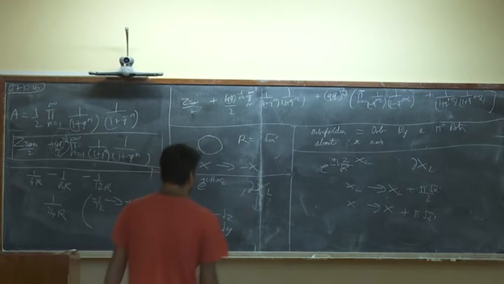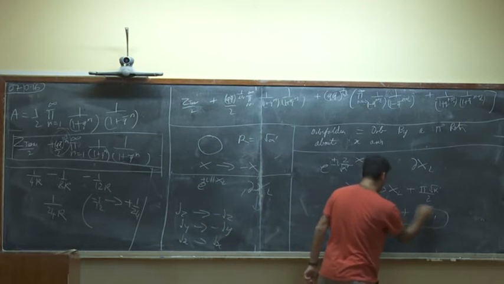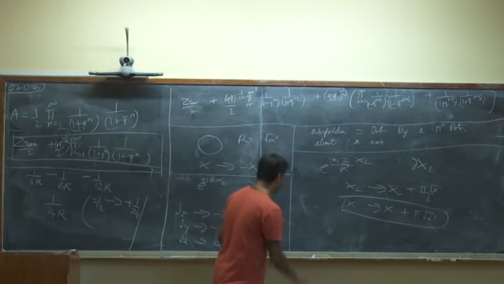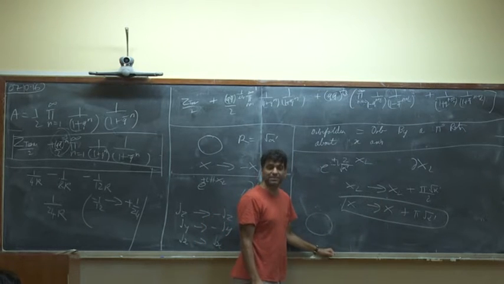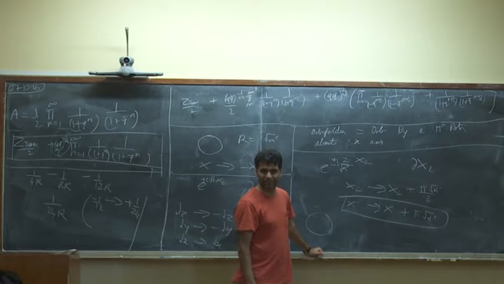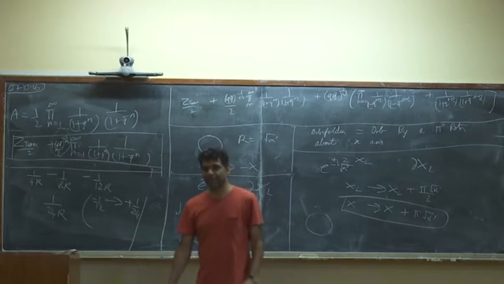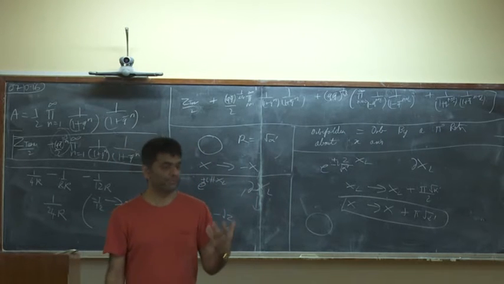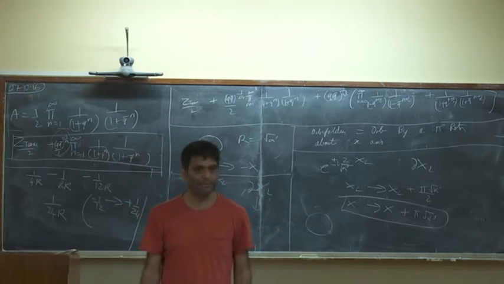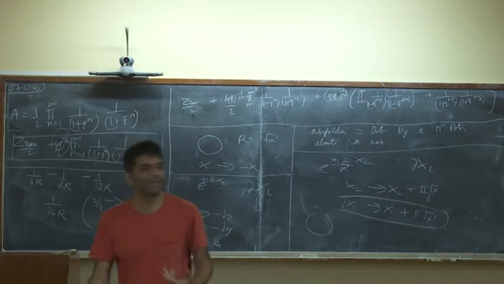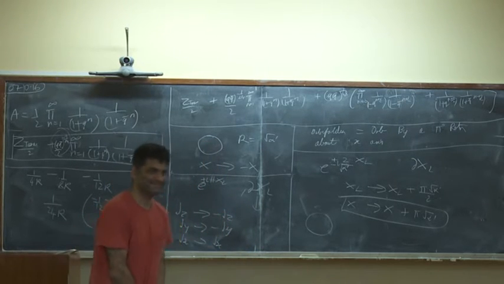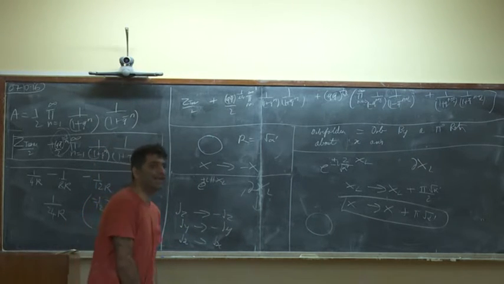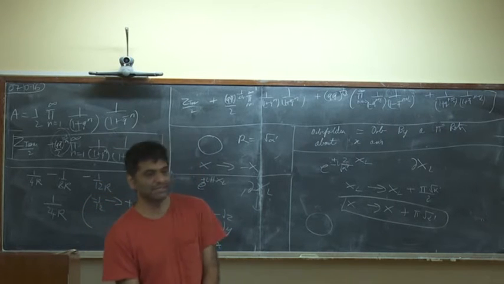Okay? Excellent. But you see, X goes to X plus pi square root alpha prime. It's just taking a circle which was of circumference 2 pi square root alpha prime and making it pi square root alpha prime, which means changing the radius from the self-dual radius square root alpha prime to square root alpha prime by 2. By T-duality, square root alpha prime by 2 is the same thing as the radius 2 square root alpha prime.